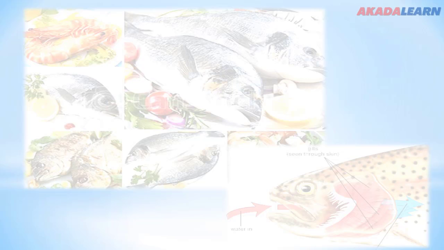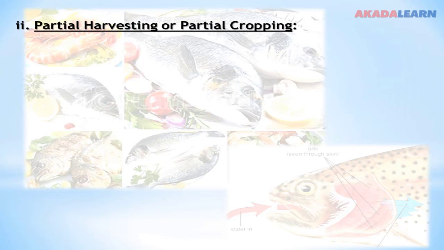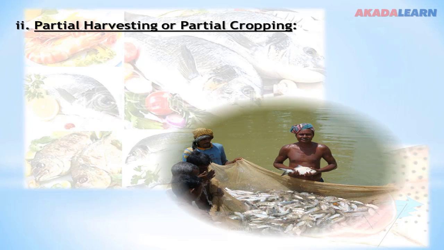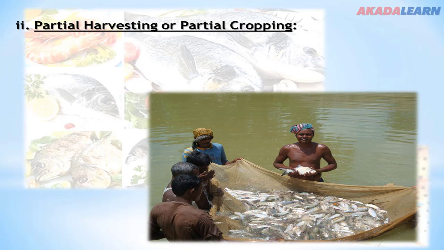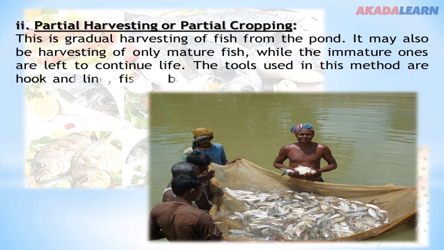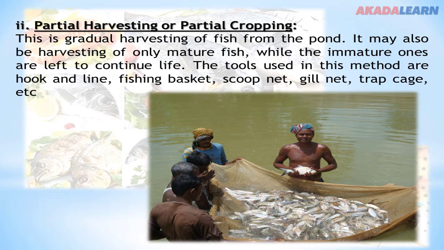The second one is partial harvesting or partial cropping. This is the gradual harvesting of fish from the pond or from oceans. It may also be harvesting of only matured fish, while the immatured ones are left to continue to grow. The tools used in this method of fishing are hook and line, fishing basket, scoop net, gill net, trap cage, and many more.